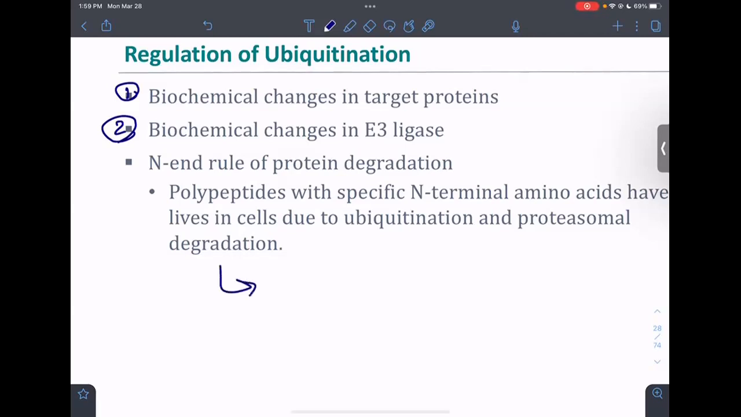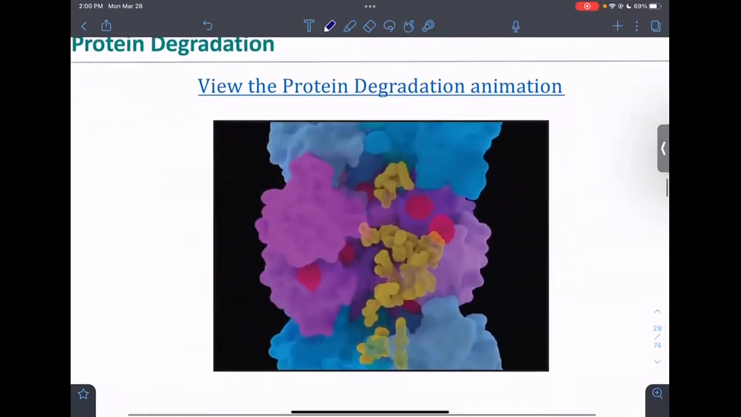So usually it's ones that lack methionine on the end. Instead, they have a phenylalanine or a leucine or a lysine, whatever it is. But those are the ones that are like transcription factors that you want to turn over very rapidly in response to whatever's going on in the cell. So make sure you go in and view the protein degradation animation. It's really cool. Animations are great. Okay, that's the end of part 1.